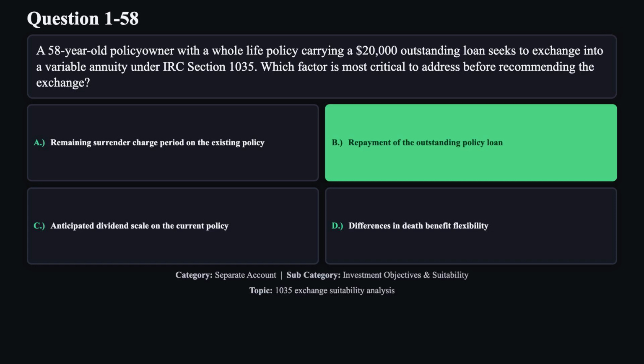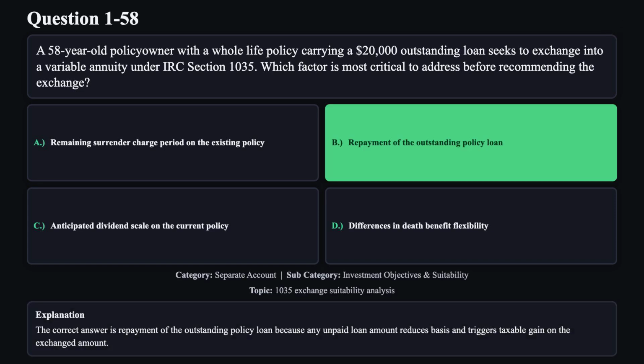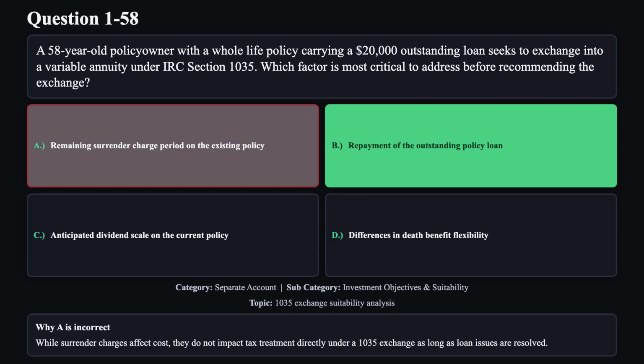The correct answer is B. The correct answer is repayment of the outstanding policy loan, because any unpaid loan amount reduces basis and triggers taxable gain on the exchanged amount. Reason A is not correct.